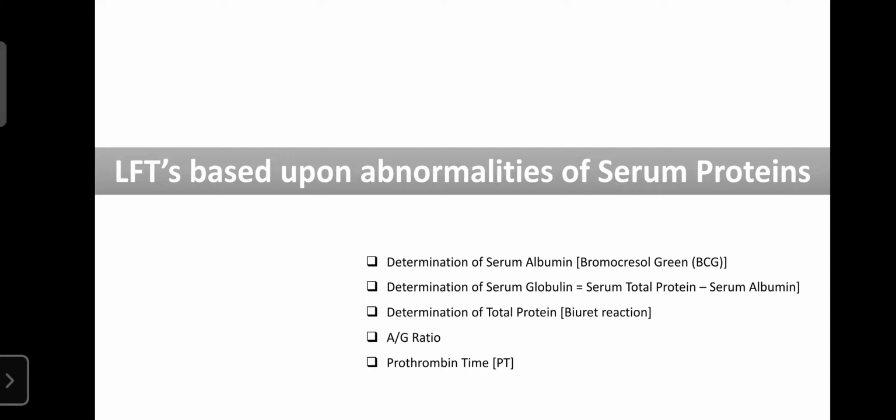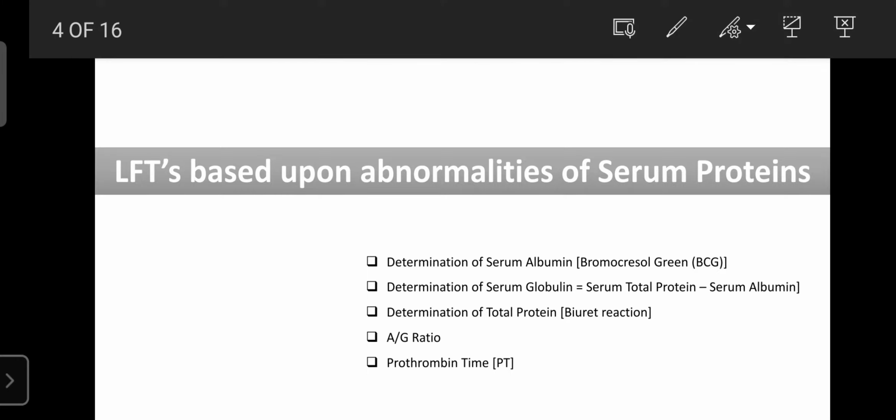That total protein is monitored by the biuret reaction using copper sulfate. Depending on how much protein is present, it can give a precipitate. On the basis of that, we can monitor how much total protein is present in the plasma or blood. As well, with the help of monitoring albumin, globulin, and total protein, we can also calculate the A/G ratio, the albumin globulin ratio.